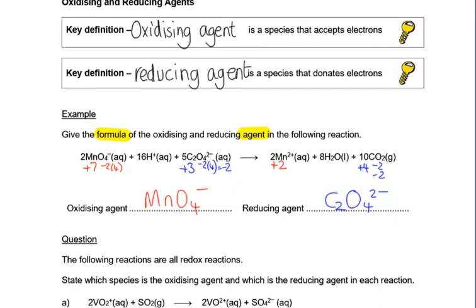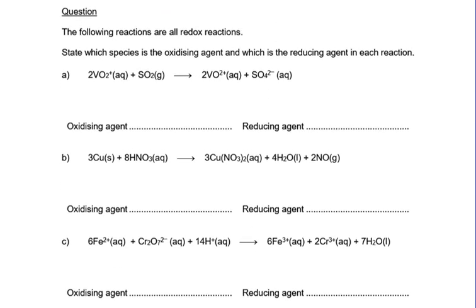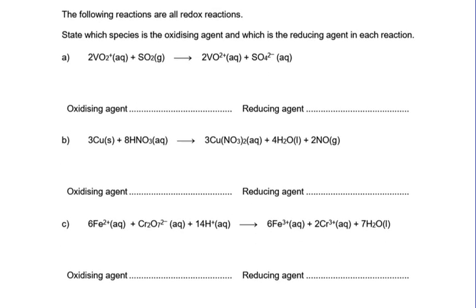So manganate was being reduced, the Mn, the element Mn was being reduced by the ethanedioate ions. So the reducing agent was the ethanedioate ions. The carbon was being oxidised by the manganate. So the oxidising agent is the manganate. Why don't you have a go at these three questions, and we'll come back and have a look at the answers in a minute.